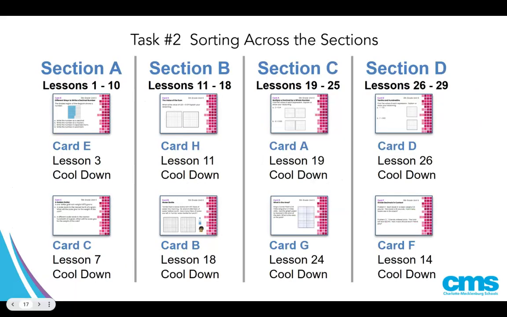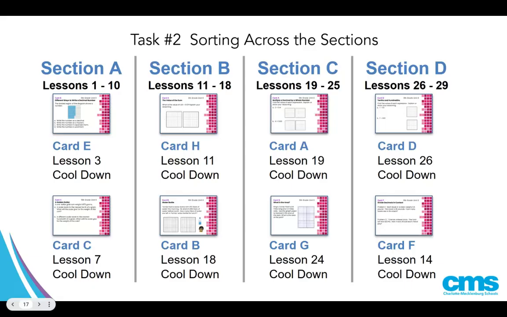Here are the sections with the aligned cards. Cards E and C are cooldowns in Section A. This section focuses on writing decimals in standard, number name, and expanded forms. Students also compare and round decimals in this section.